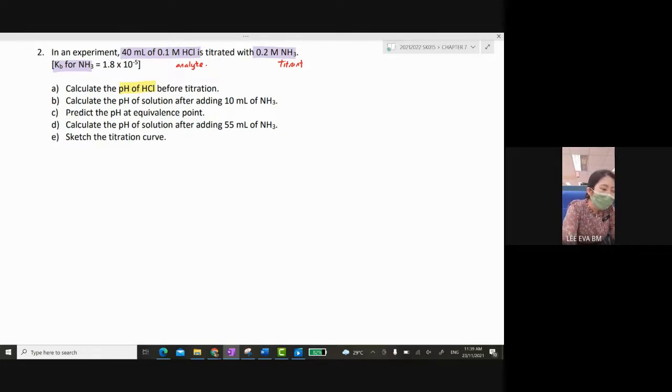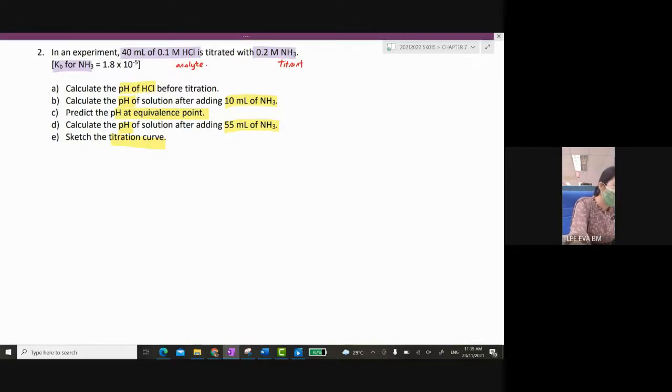For part B, calculate the pH of the solution after adding 10 milliliter of NH3. So we want to calculate one by one. Then predict the pH value at the equivalence point, similar to question 1 to 3 just now. And D, calculate the pH after adding 55 milliliter of NH3. Lastly, sketch your titration curve. So compared to the example questions, now we are just adding extra questions for B and D. So let's look at this one together.